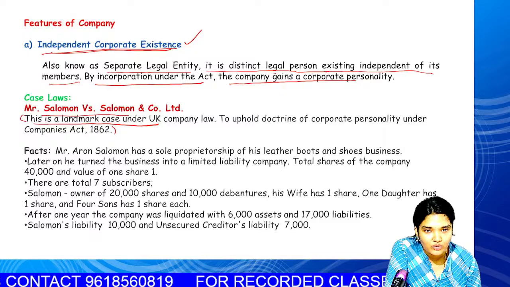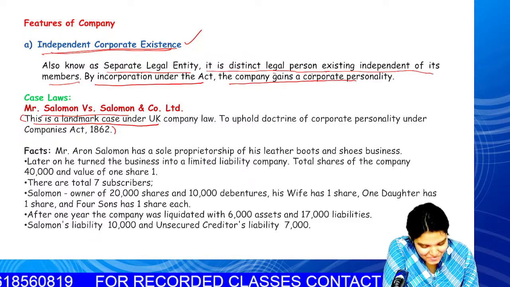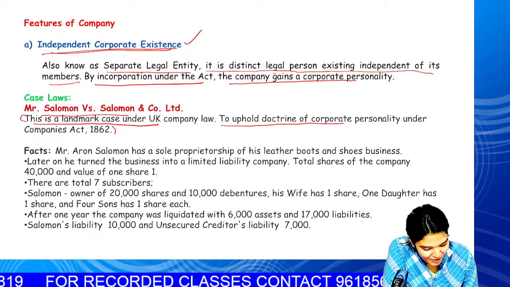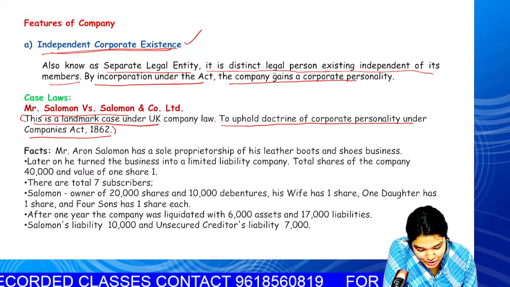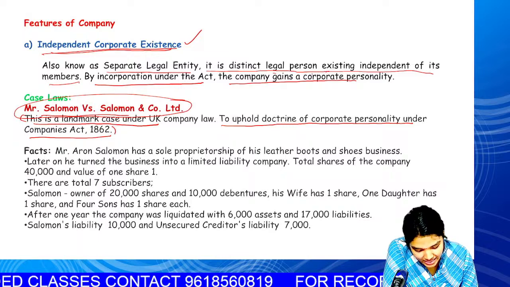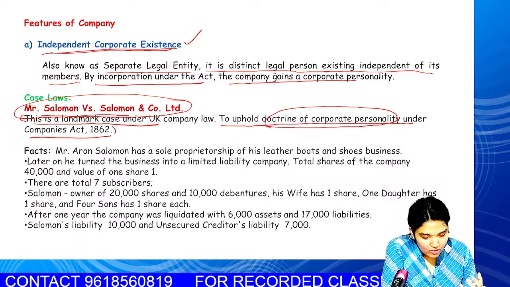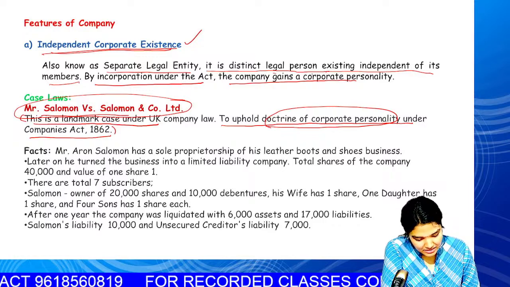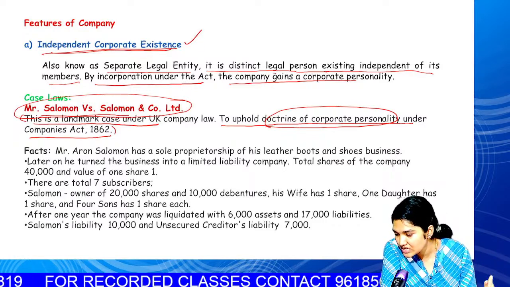What is the full form of UK? Wonderful. Okay. To uphold the doctrine of corporate personality under the Companies Act 1866, because of this case law, the concept of a different corporate personality came out for the company or the business organization.